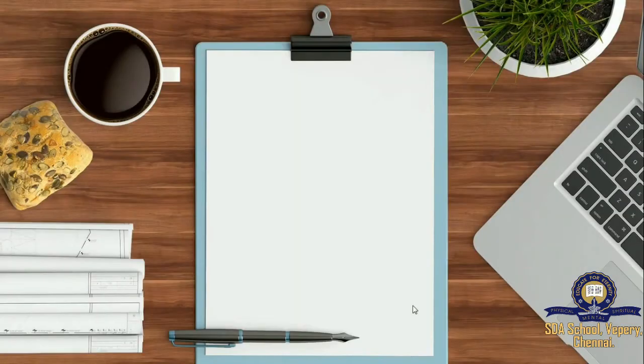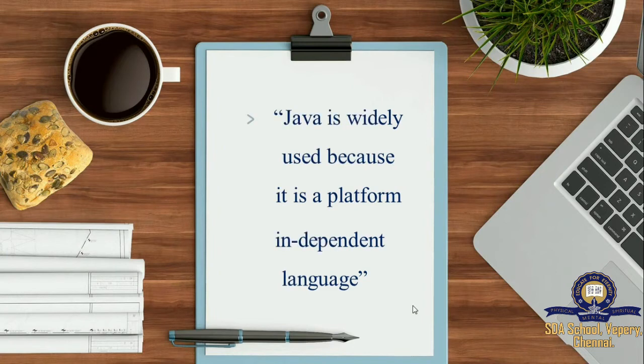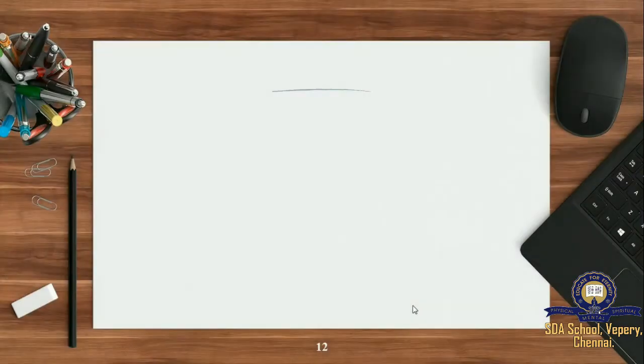Now we are going to see whether Java is a dependent or independent language. Can it be useful in only one system or many systems? Java is widely used because it is a platform independent language. It can be used in all systems, or we can say it is a cross platform language. You can use it in all operating systems. So that is what they are saying here. It is a platform independent language.